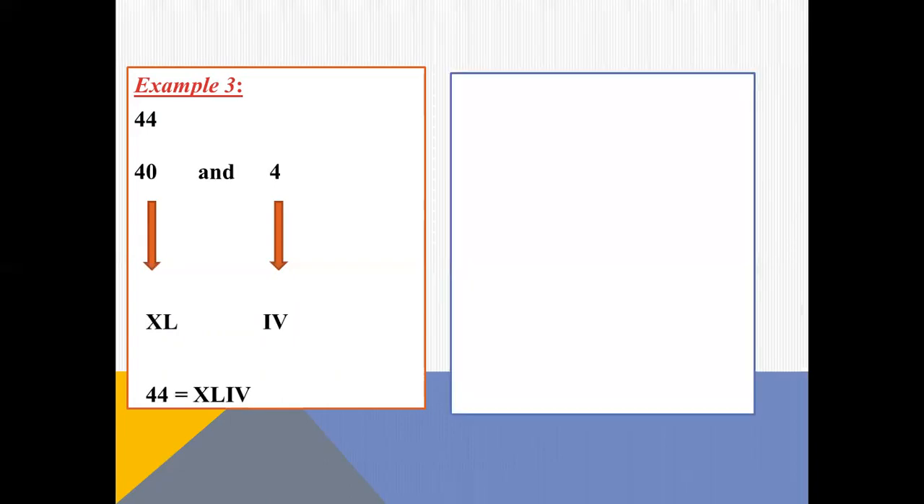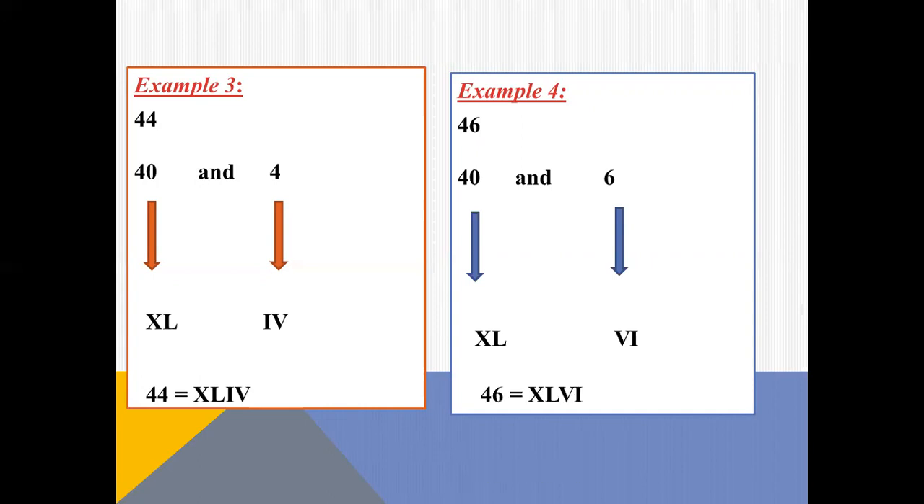Let us look at example 4. Look at number 46. We need 40 and 6 to write 46. So we write 40 as XL, L means 50 and X means 10. So 50 minus 10 is 40 and we write 6 as VI. Therefore, 46 is written as XLVI.